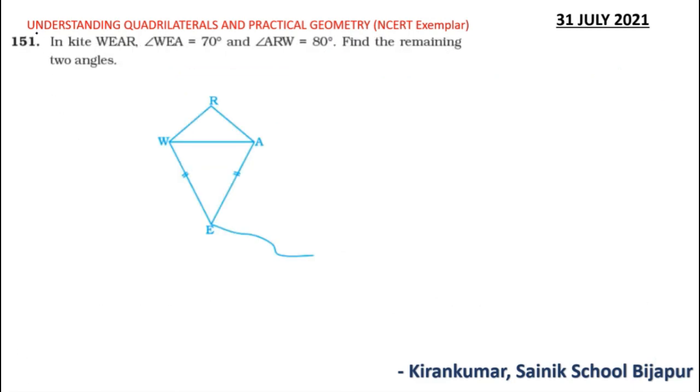Question 151. In kite WEAR, angle WEA is 70 degrees, angle ARW is 80 degrees. Find the remaining two angles. Angle WEA is given as 70 degrees.